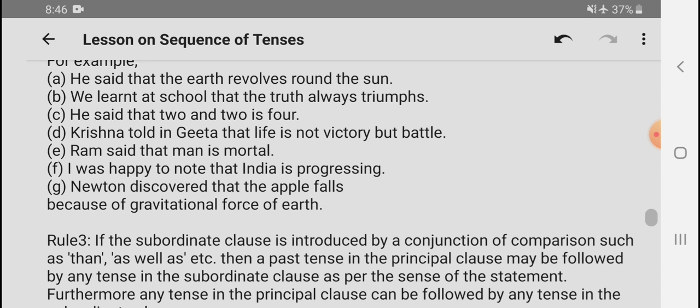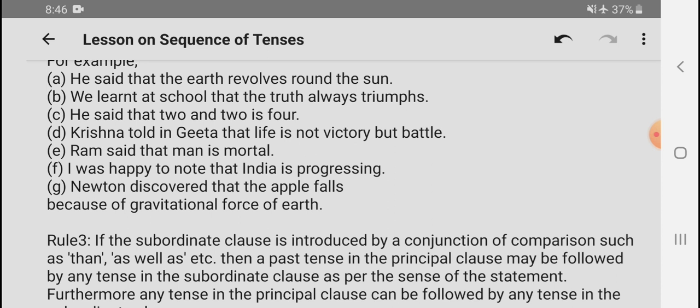Example B, we learnt at school that truth always triumphs. And in this one also you can see we learnt at school is in simple past tense, but that truth always triumphs is a moral guideline. It's a thing that we learn in a civil society. So the tense of that will not follow the tense of the principal clause.